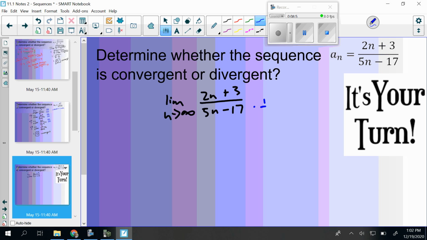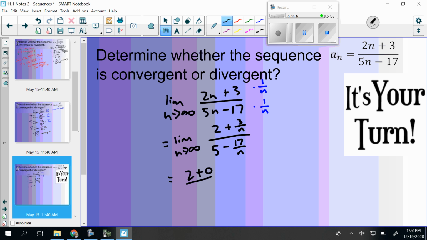Biggest power in the denominator is 1, so if we multiply by 1 over n to both top and bottom, this now is going to be 2 plus 3 over n. On bottom, we got 5 minus 17 over n if we distribute that out. And we know the two terms over n are both going to 0. So this would be 2 plus 0 over 5 minus 0, or just 2/5. And so this one is converging to the value of 2/5.